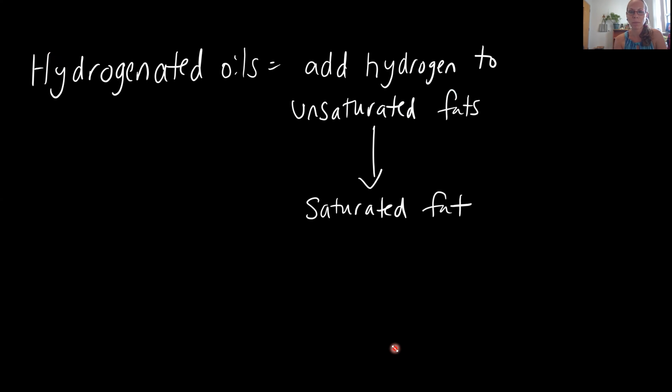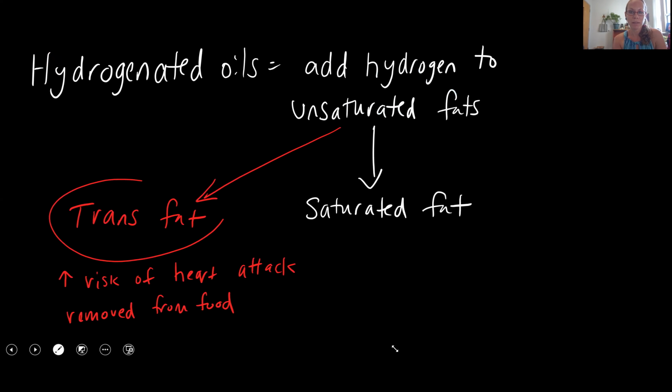Now, one of the byproducts of this process is making fatty acids that are called trans fat. And the trans here is talking about the orientation of the molecule. And these don't actually work the same way in our bodies. These are actually found to increase the risk of heart attack really significantly, to the point that the FDA is banning these from our foods. So these have been removed from our foods and, hopefully, no longer cause a problem for us.